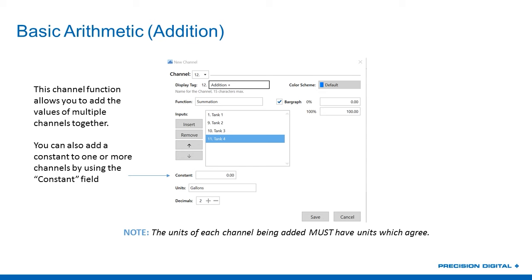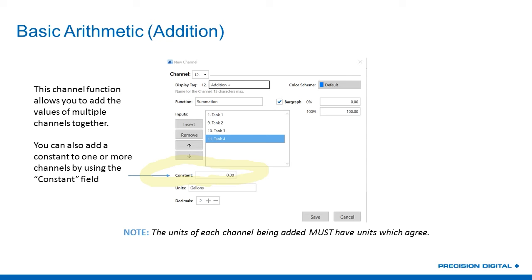What this type of channel allows you to do is to add channels together, or the value of the channels together. You can add as many as you want, and you can even add a constant. So let's say, for example, you always want to add the number 4 to every single measurement. Well, you can do that with the constant that we have here. But obviously, the default is 0.